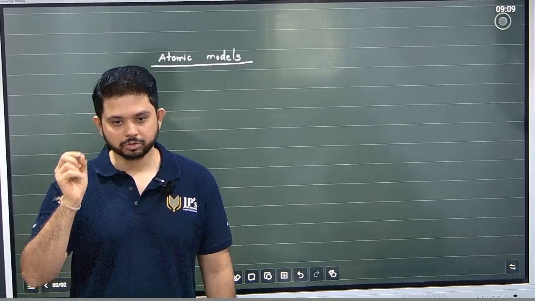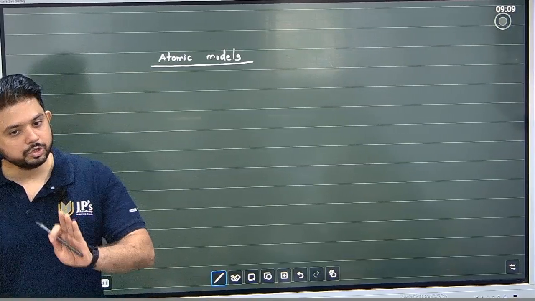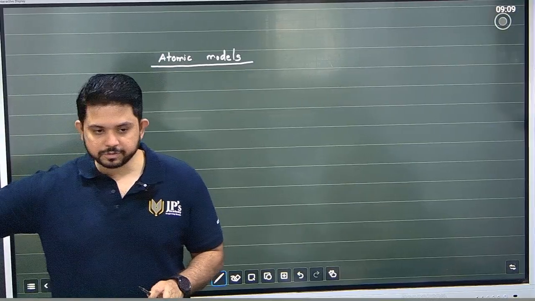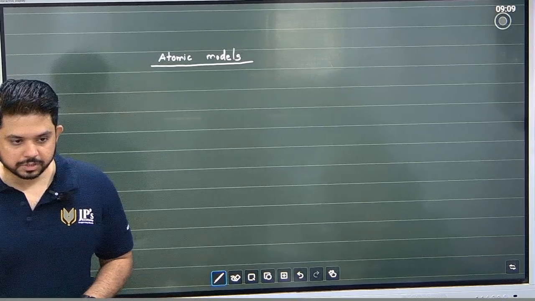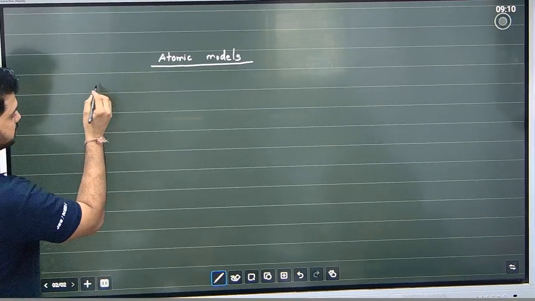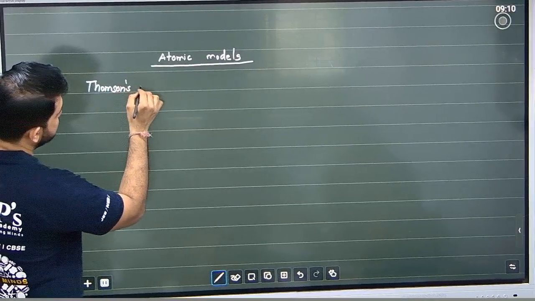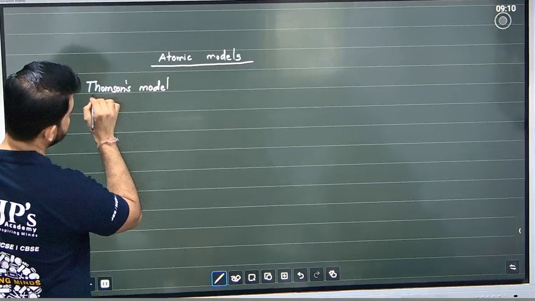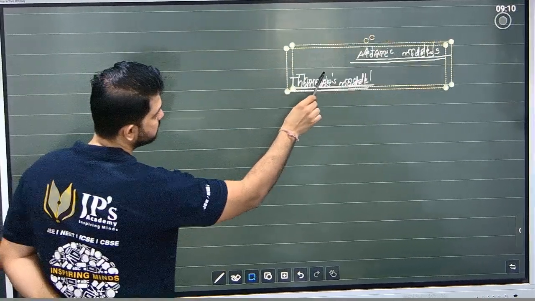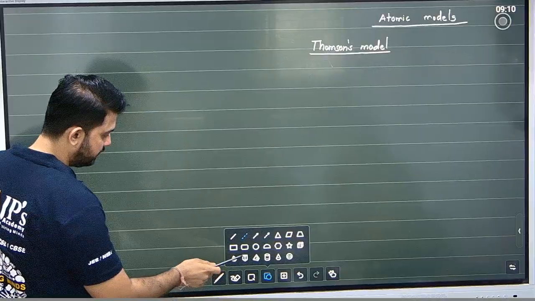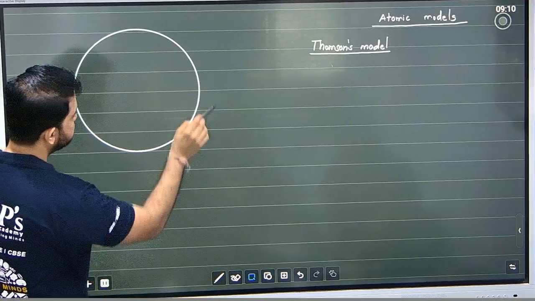So, what Thomson thought is there is a negatively charged particle, and if an atom is neutral, to balance the negative charge, there has to be something positive. So, the first atomic model which was given is called Thomson's model, or Thomson's atomic model. Now let's understand Thomson's atomic model. Thomson's atomic model states that he assumed the atom to be spherical in shape.